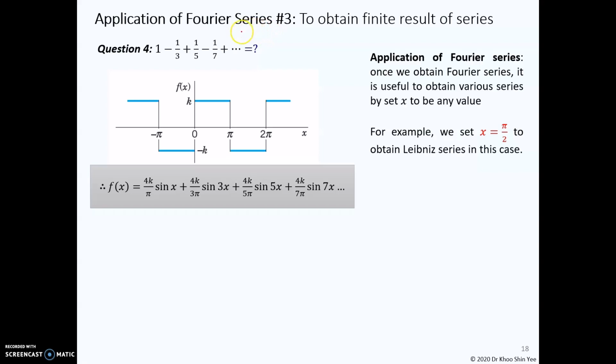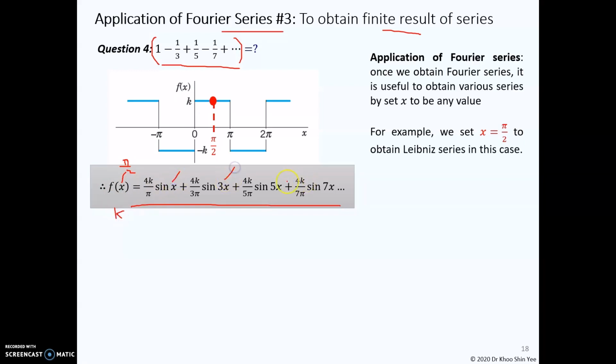The third application for the Fourier series is to obtain the final result of a series. You have an infinite series here. You want to know what is the summation result for this. In fact, this can be obtained from the Fourier series result that we obtained previously. When your x is equal to pi over 2 here, substitute the x to pi over 2. On the left hand side, the function at pi over 2 is k.